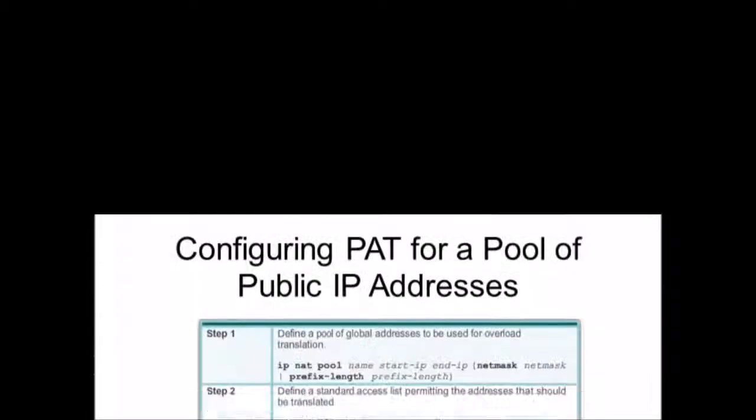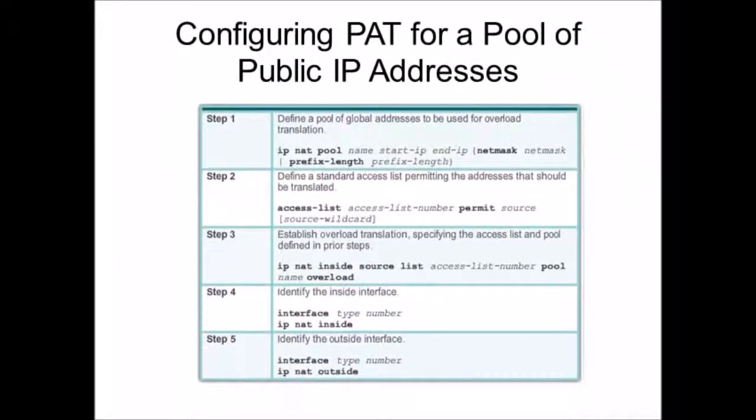Now we're going to talk about PAT. PAT, also called NAT overload, allows a single public IPv4 address to be used for hundreds, even thousands, of internal private IPv4 addresses. When this type of translation is configured, the router maintains enough information from higher level protocols, TCP or UDP port numbers.